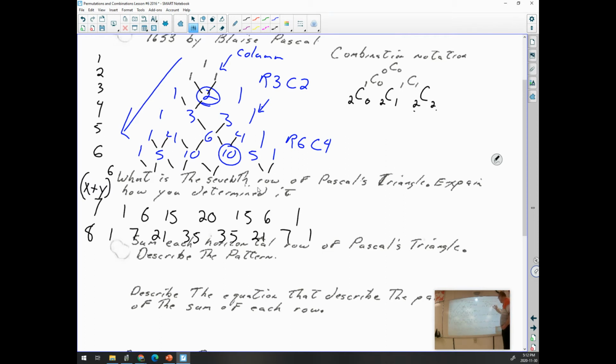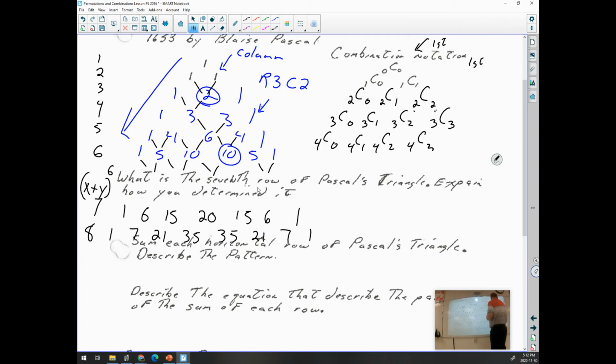These numbers are 1 less than the 3rd row, 3rd column, because this is our 1st row here, and that is our 1st column. Then we have 3 choose 0, 3 choose 1, 3 choose 2, 3 choose 3. If you were to calculate that entire row, that's 1, 3, 3, 1. The 4th row would be 4 choose 0, 4 choose 1, 4 choose 2, 4 choose 3, and 4 choose 4. 5th would be 5 choose 0, and so forth.